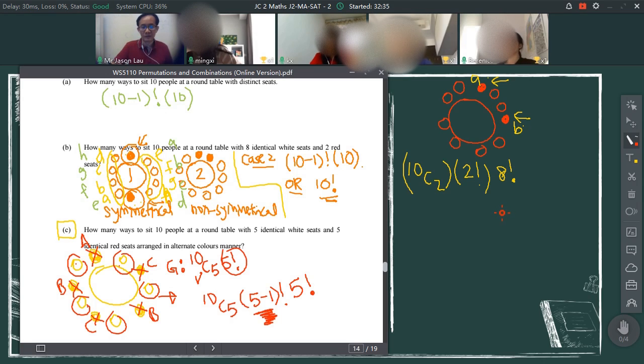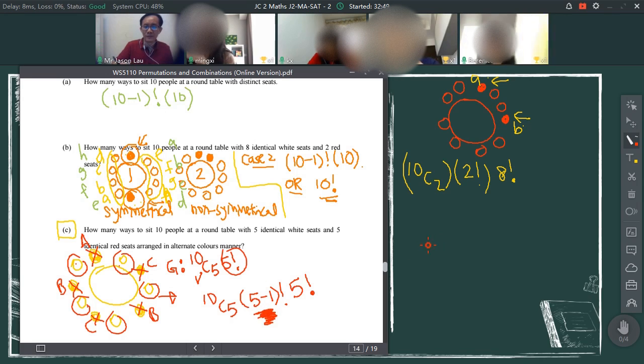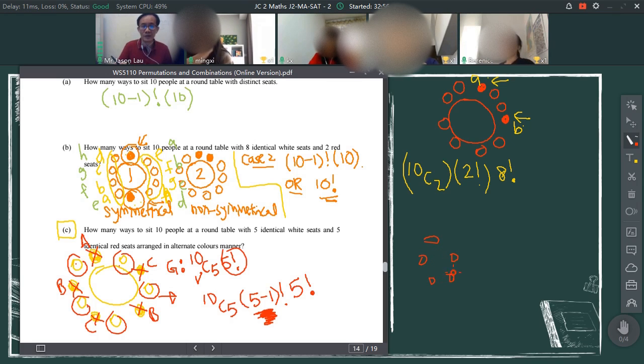Then for the mini circle, the 5 minus 1 factorial, right? How come you don't multiply by 5 again? Why multiply by 5 again? You think of just the 5 people seated in those positions. So in this case, there'll be a circular permutation, right? So it's 5 minus 1 factorial, and that's it, finish already.